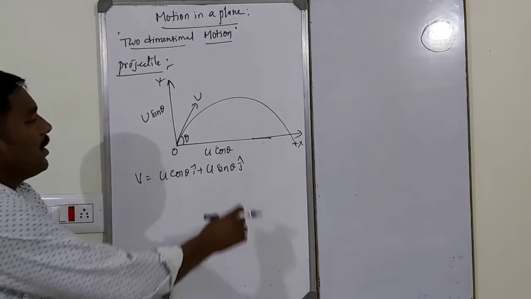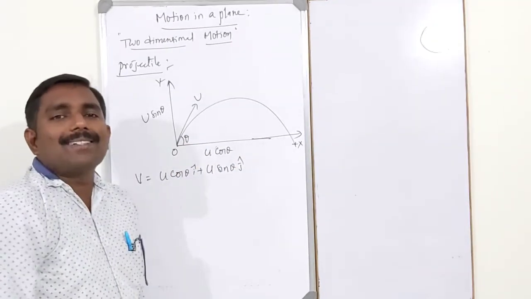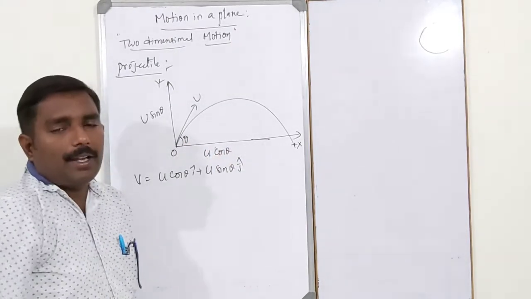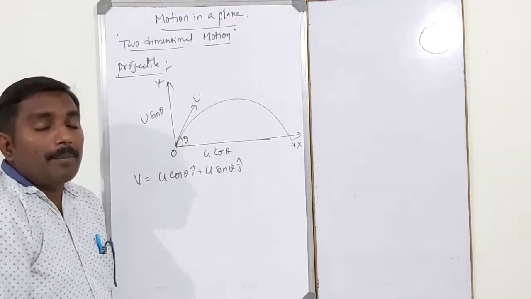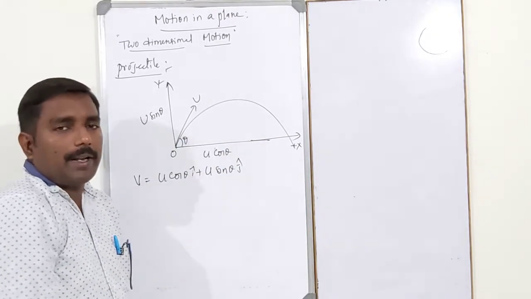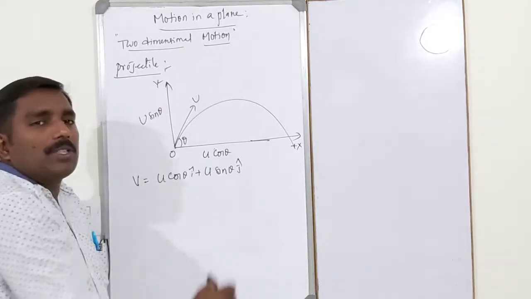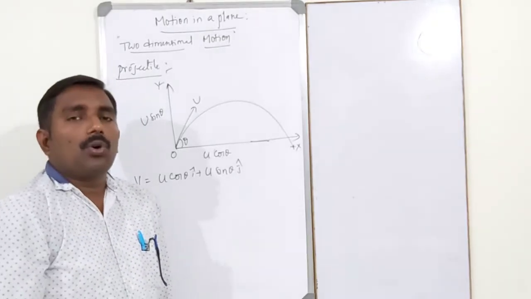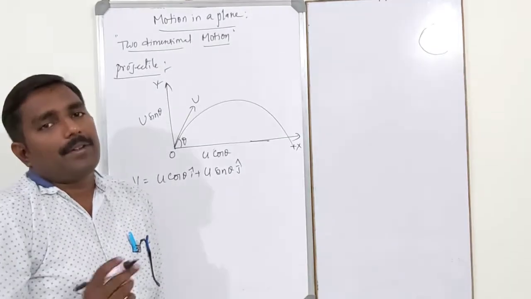Now, in this case the horizontal component does not change. The horizontal component remains constant in projectile motion, because along the horizontal there is no gravity. The vertical component will change, because of gravity.